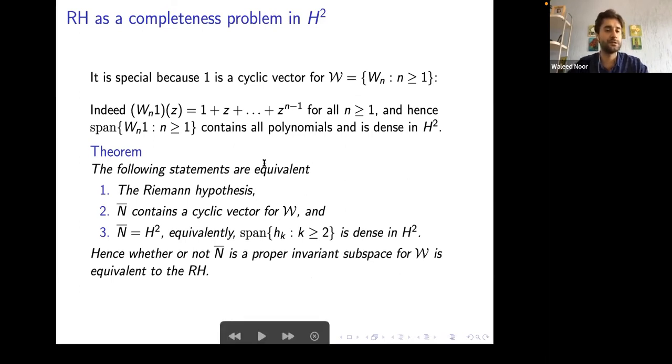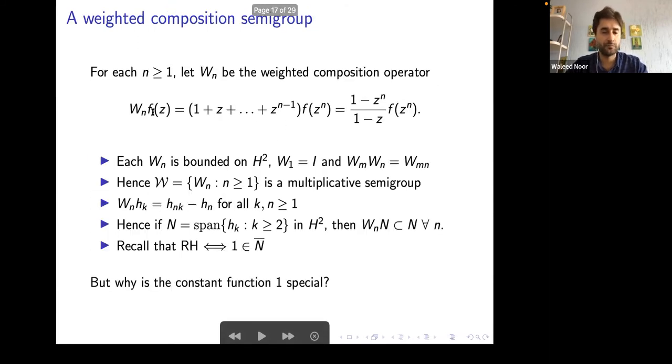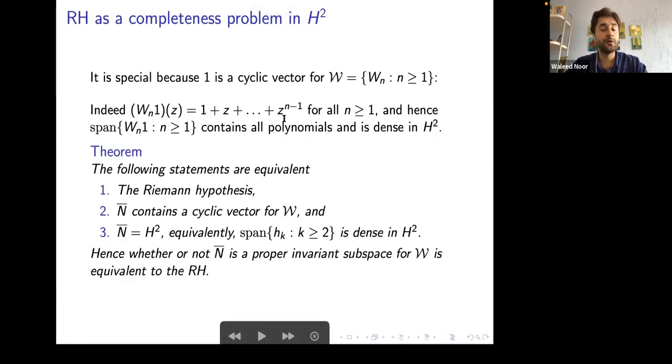This is not hard to see. Remember, cyclicity means that the orbit of one should be dense. Indeed, if you take the images of one, you get these polynomials. It's not hard to see. If you take f equal to 1, you'll just get this polynomial. And the span of these polynomials is actually dense in the whole space. So this proves that 1 is a cyclic vector.